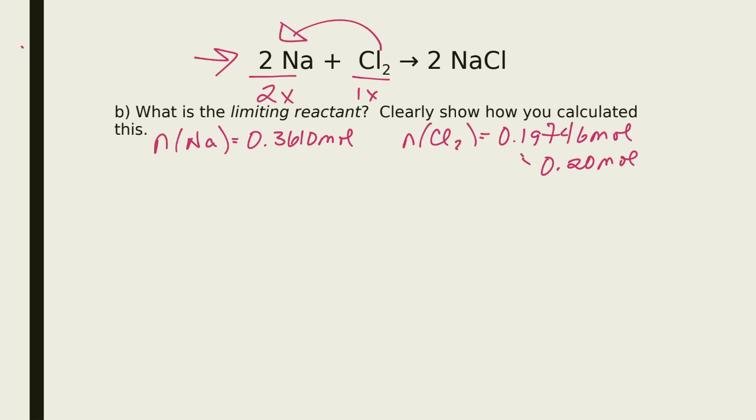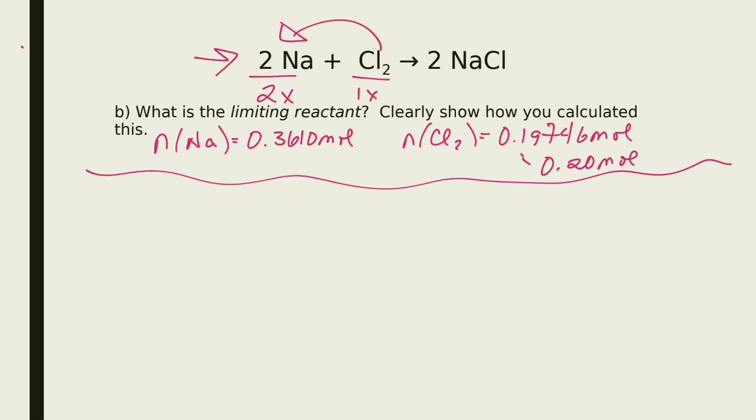But what we'll do is set this up in a way that should be foolproof for you to figure out who the limiting reactant is. So what we do is we set up a mole ratio, and we pick whichever reactant we are interested in.